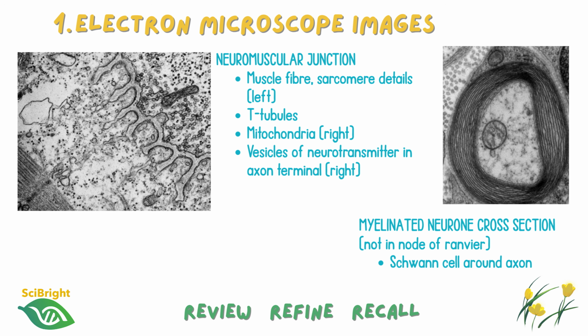I've also found an image of a myelinated neuron cross section where you can clearly see the Schwann cell wrapped around the axon. Obviously, this would look different at the nodes of Ranvier, where there are gaps between Schwann cells, where the axon isn't insulated, and action potentials can jump between them by saltatory conduction.